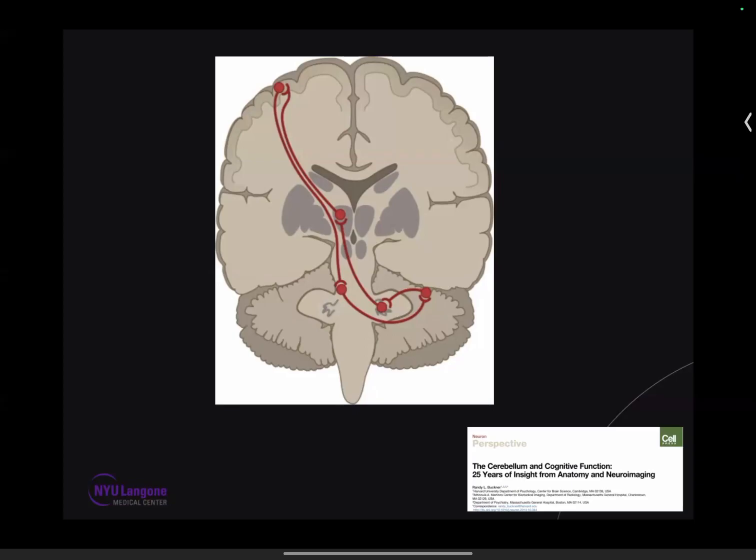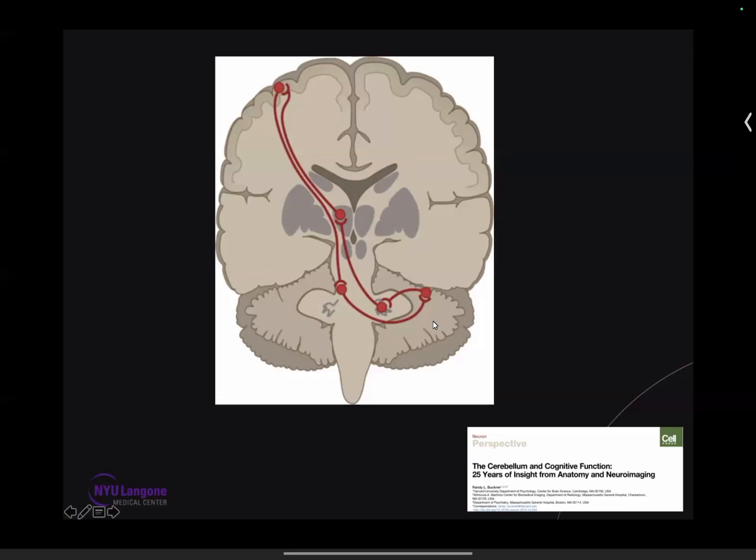And if you can take something away from this lecture, this is one of the most important diagrams I'm going to be showing you. The cerebrum on one side is connected to the contralateral cerebellum by this circuitry called cerebrocerebellar circuitry. And there is no monosynaptic connection between the cerebrum and cerebellum. So the connections from the cerebrum terminate in the pons, and then they go through the middle cerebellar peduncle to the contralateral cerebellum, right?